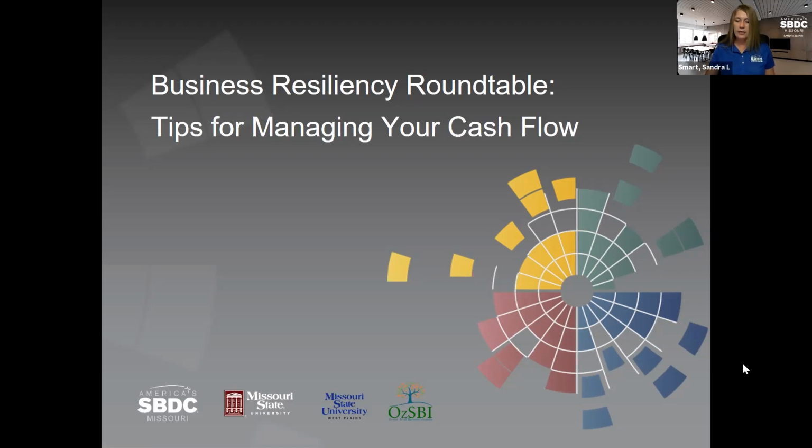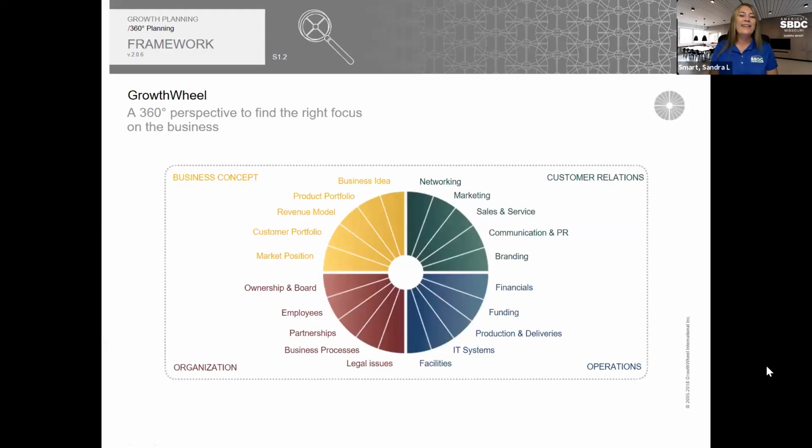If I can get my screen to advance my slides, there we go. So I want to talk to you about Growth Wheel tonight, which is a tool that we'll look at. And really, it's a 360-degree perspective on your business. 20 different focus areas that you can look at to help determine what's going well in your business and areas that could potentially be improved to help the business move forward. We're going to take a look at a small piece of the financial section you see over in the lower right-hand corner in the operations framework.